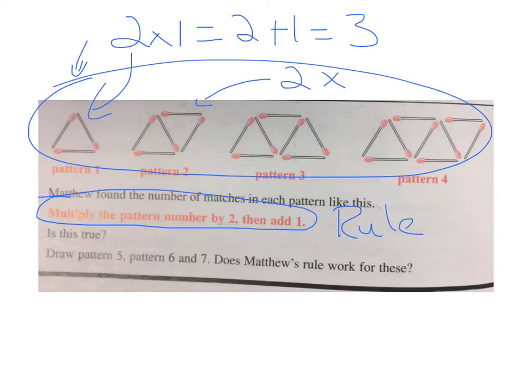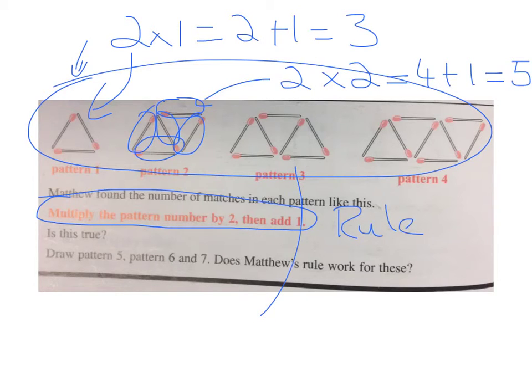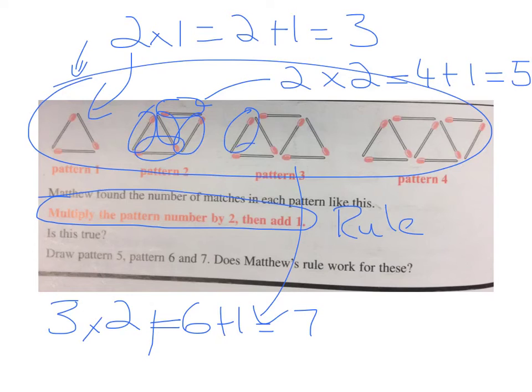2 times 2 equals 4, plus 1 equals 5. Is it? 1, 2, 3, 4, 5. Looking pretty good. This one here, pattern number 3, and I'm going to do this one down here. So let's try that. 3 times 2, which is equal to 6, plus 1 equals 7. 1, 2, 3, 4, 5, 6, 7, and let's just check it out with this one here.